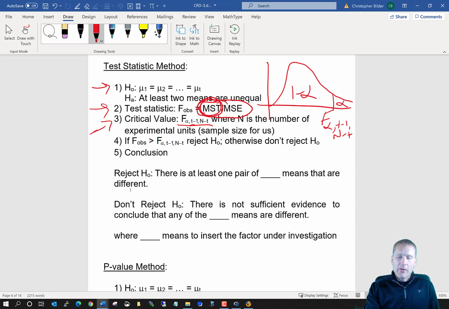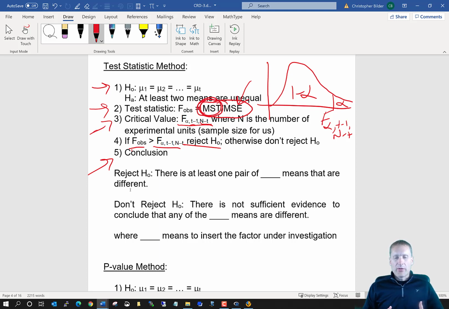And then the second degrees of freedom is going to be your total sample size, which we're going to call capital N, and we're going to subtract off the number of treatments or factor levels that we're looking at. This is often referred to as the denominator degrees of freedom because it's associated with MSE. So, if the test statistic is greater than the critical value, we reject H0. Otherwise, don't. And then step 5, state your conclusion in terms of what this means.